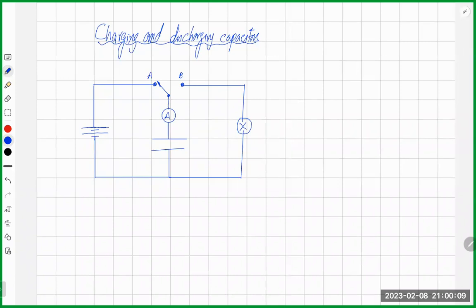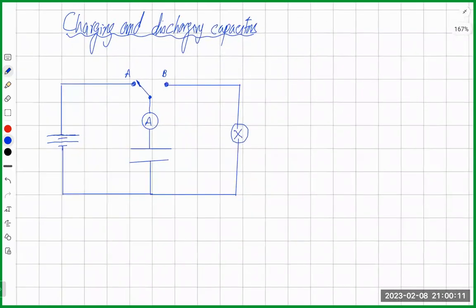Sir, will we do properties of capacitors in parallel? Oh, we have to do that as well. Okay, we can do it after this one. We did series, so let's do parallel, they will go together.